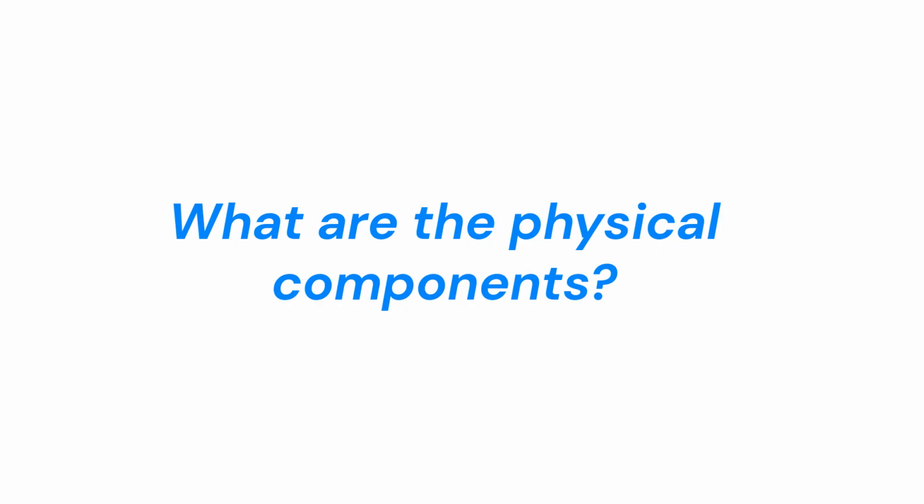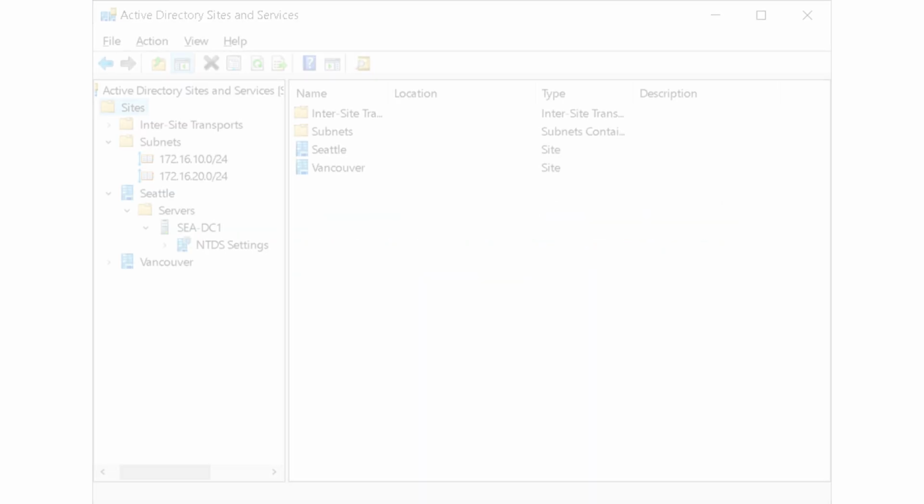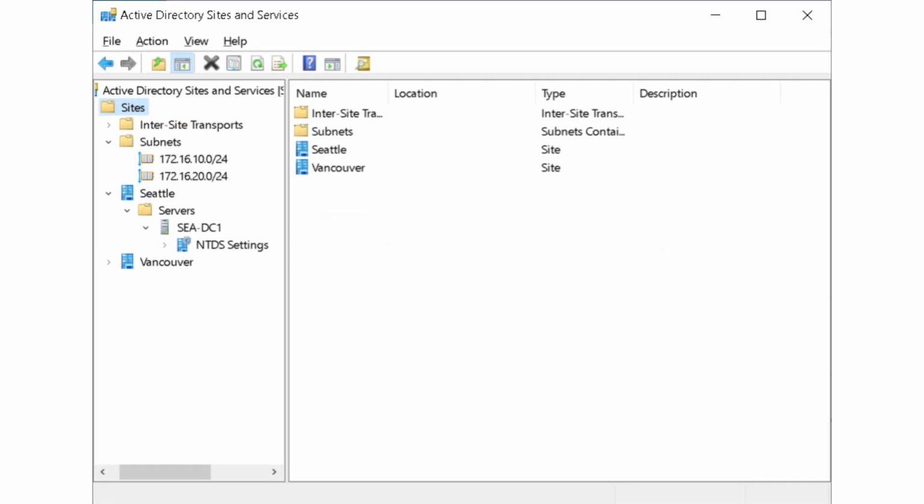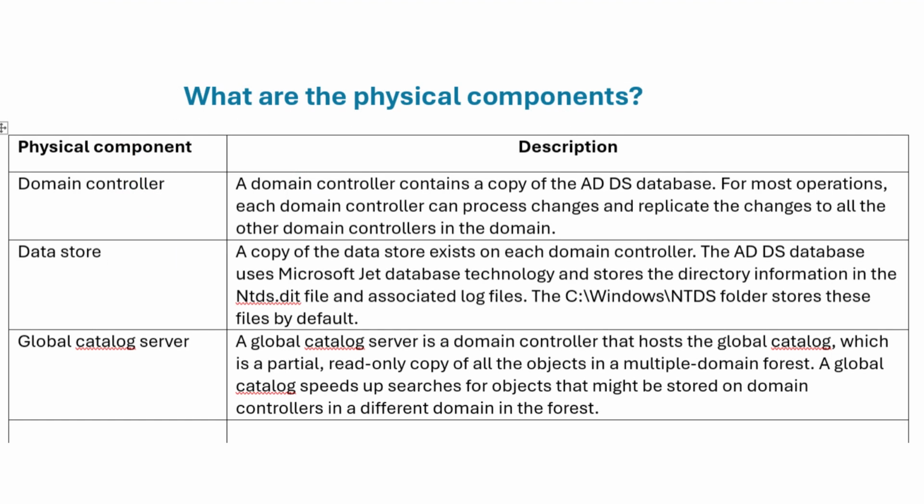What are the physical components? Physical components in ADDS are those objects that are tangible or that describe tangible components in the real world. The following table describes some of the physical components of ADDS. Physical component. Description. Domain controller. A domain controller contains a copy of the ADDS database.